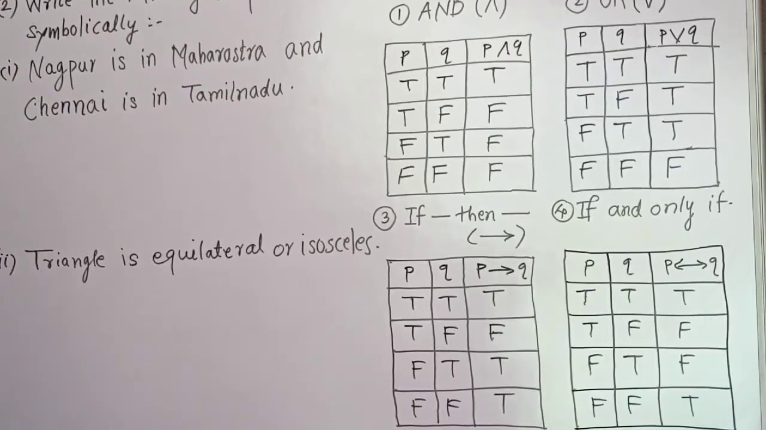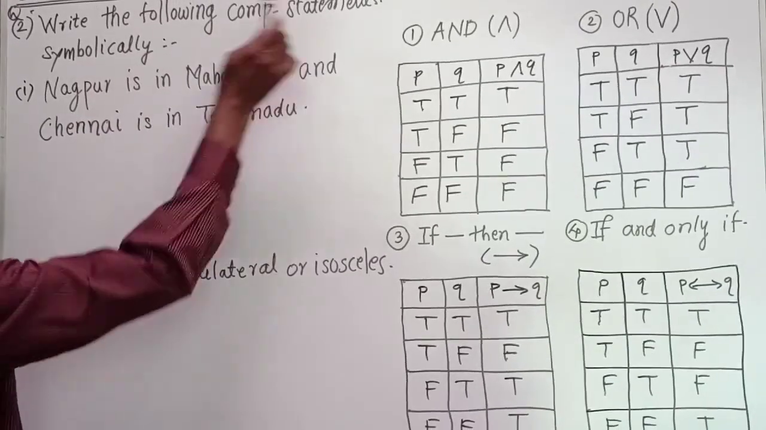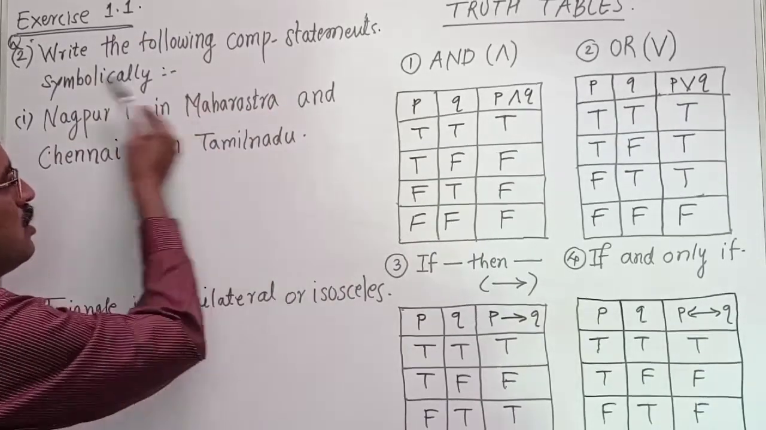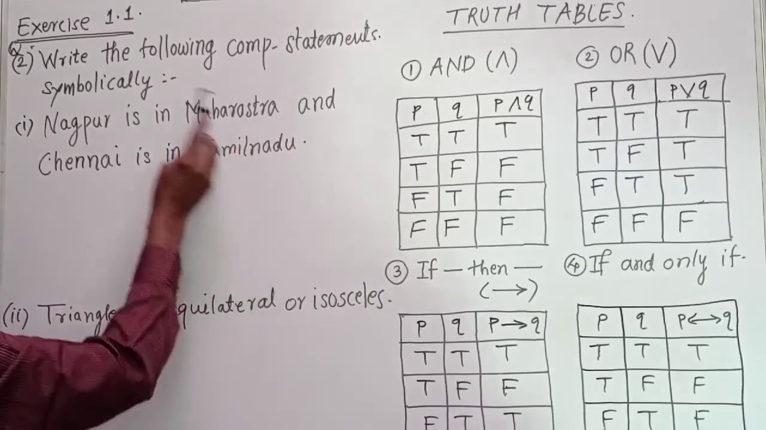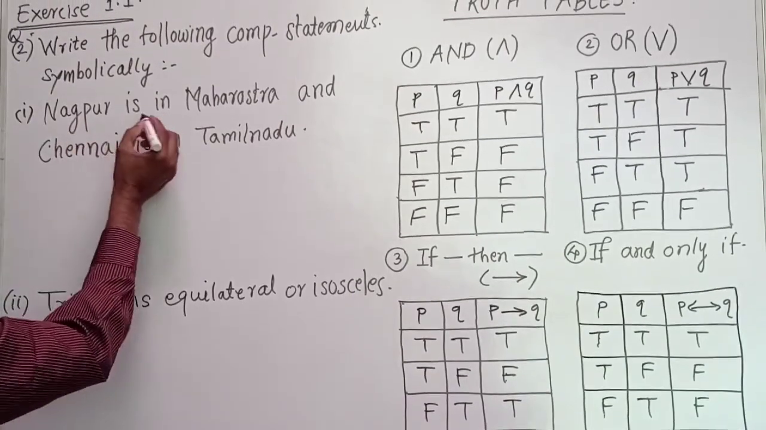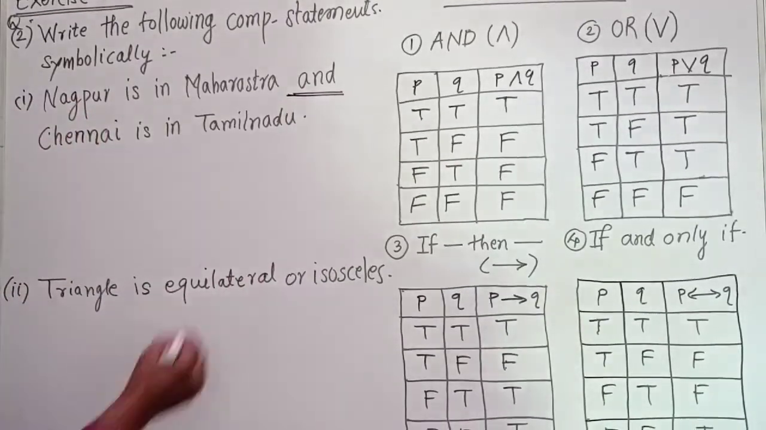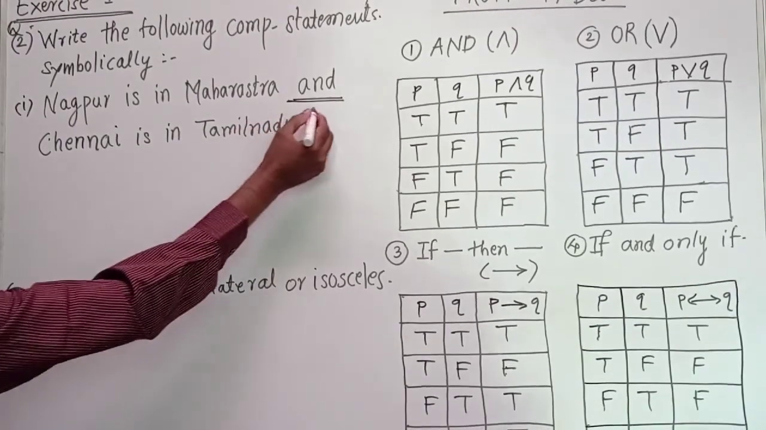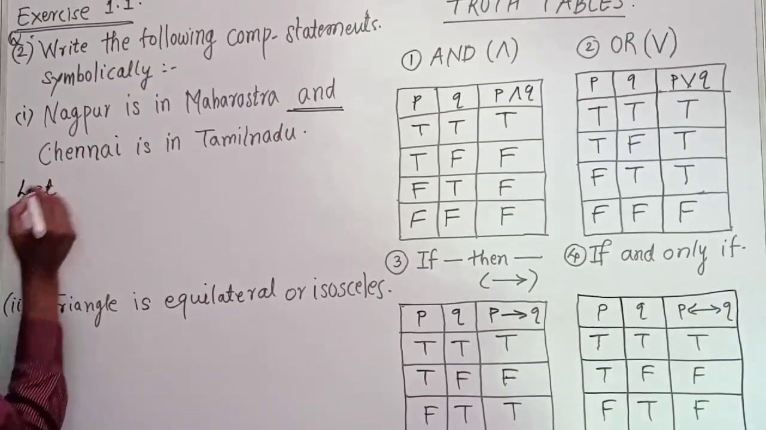Now in exercise 1.1, the second question is: write the following compound statements symbolically. Here the given statement is in verbal form, and we have to convert it into symbolic form. The first example is: Nagpur is in Maharashtra and Chennai is in Tamil Nadu. The connective here is and. So we have two statements, and we consider them separately.